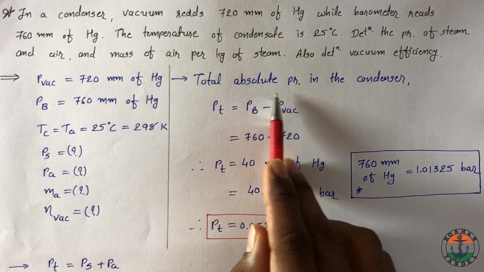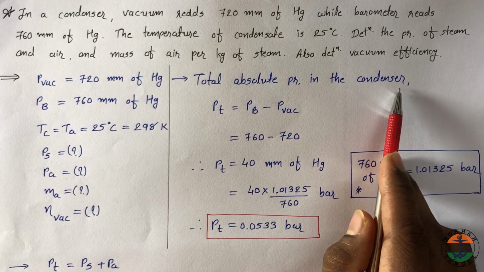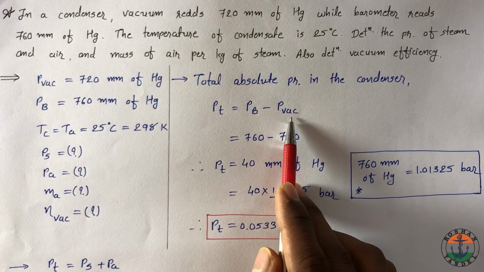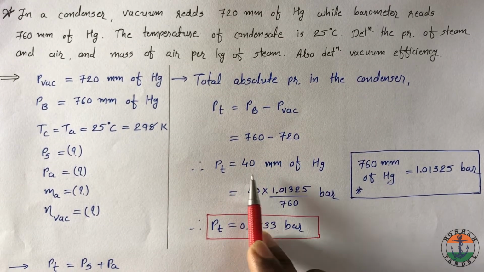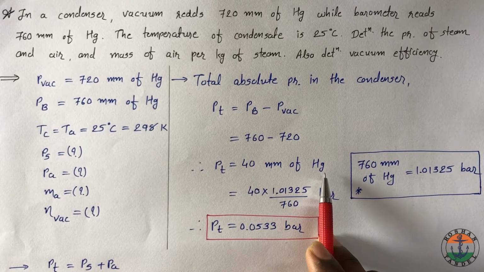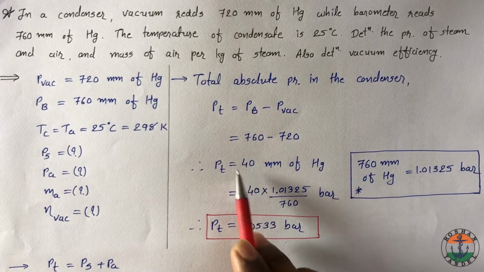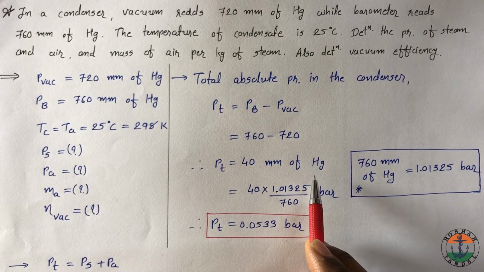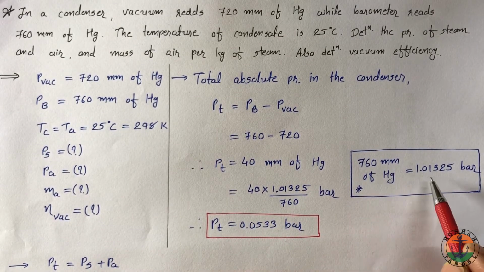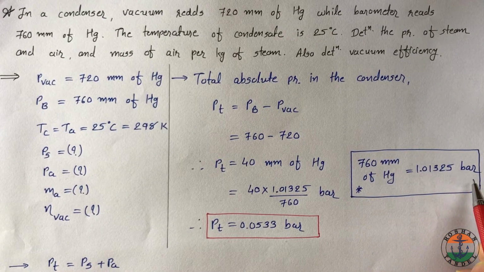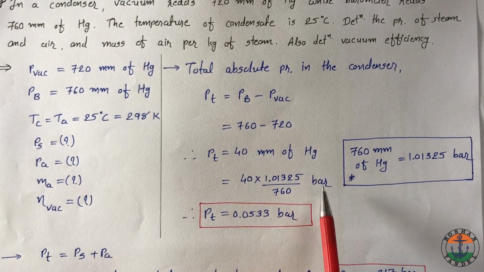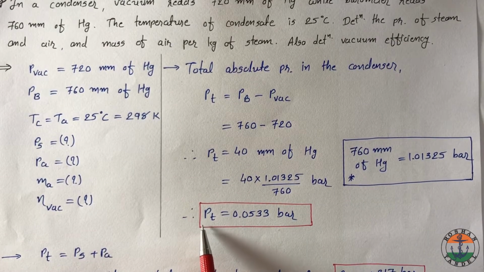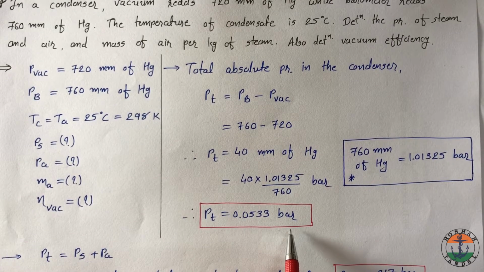Here, total absolute pressure in the condenser, PT, is given by barometric pressure minus vacuum pressure, which is equal to 40 mm of Hg. Now, you have to convert this 40 mm into bar so that it can be used in steam tables. Now, 760 mm of Hg is equal to 1.01325 bar. Convert this 40 mm of Hg into bar by multiplying this factor. You will get the value of total pressure in bar.